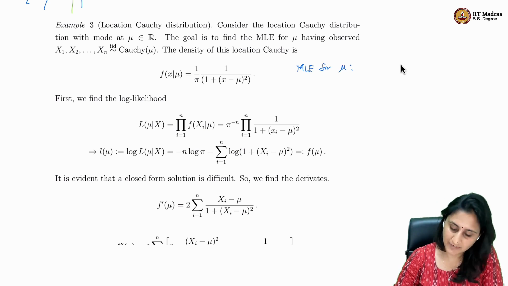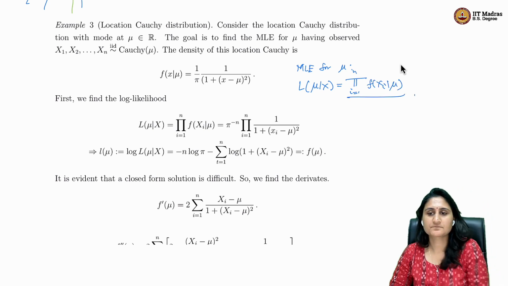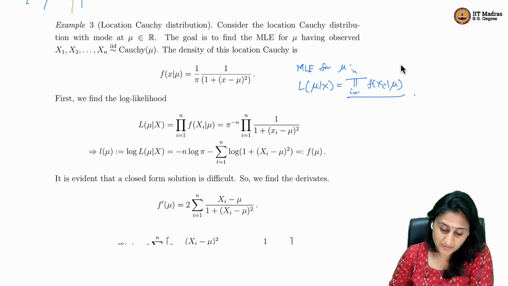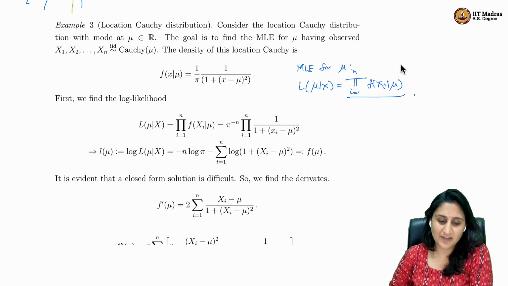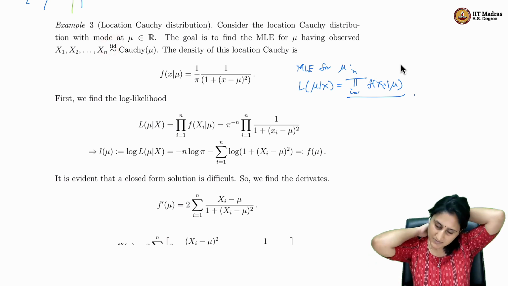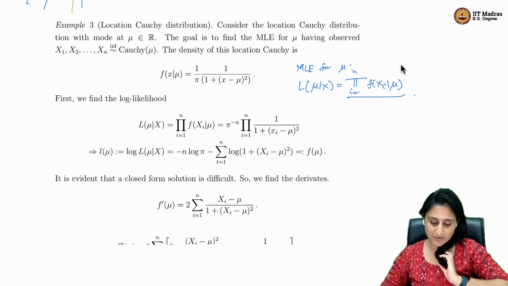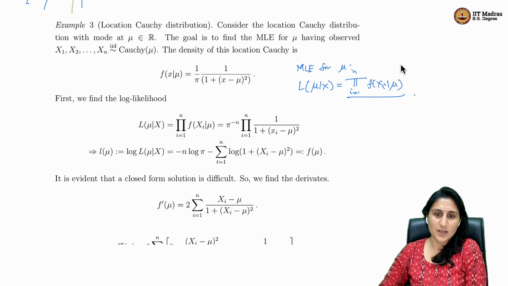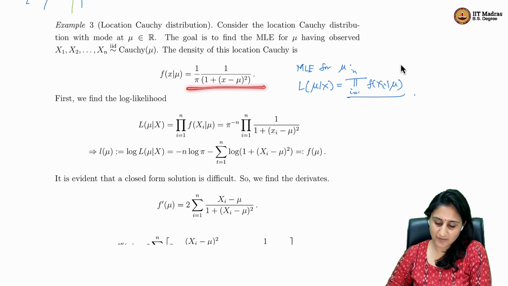What I need is to set up the likelihood function L of mu given x, which is nothing but the product, i going from 1 to n, of f of xi given mu. And this product is a consequence of the fact that my data are independently obtained. So this is the way we set up our likelihood. I can just take this PDF and multiply it over the given data points xi.